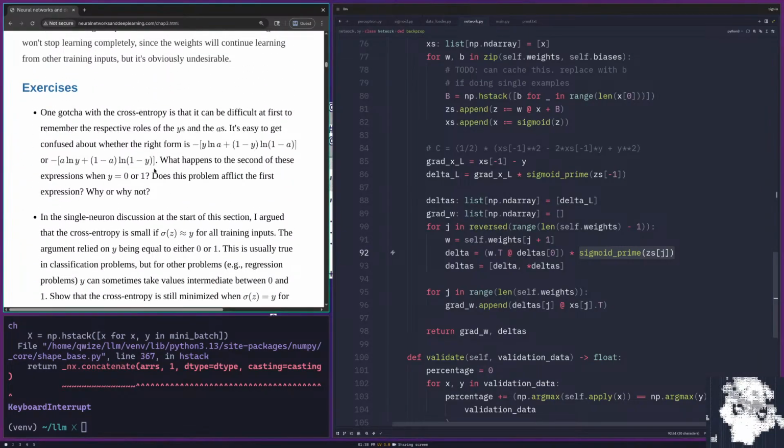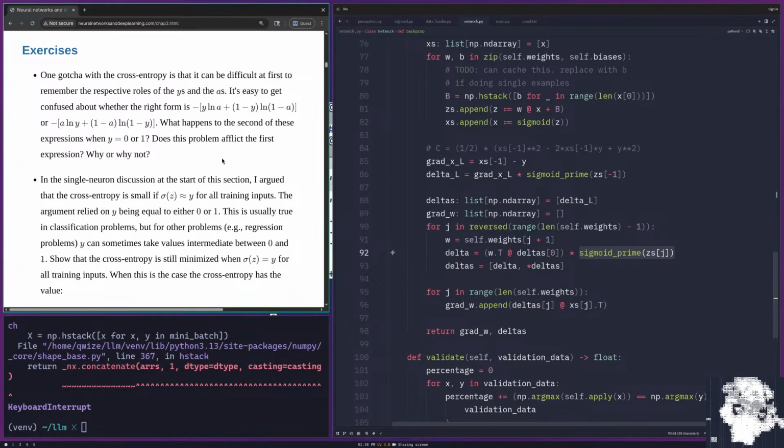Okay. Exercises. One gotcha with the cross entropy is that it can be difficult at first to remember the respective roles of the y's and the a's. It's easy to get confused about whether the right form is -[y ln a + (1 - y) ln(1 - a)], or -[a ln y + (1 - a) ln(1 - y)]. What happens to the second of these expressions when y = 0 or 1? Does this problem afflict the first expression?